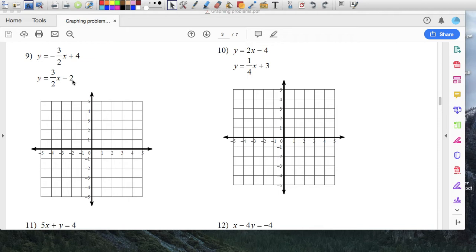So, number 9, we have two equations, and they're both in the slope intercept form, which is a good thing. So let's look at the first one. I know that the y-intercept is 4, so let me just change colors here. So it's going to be over here. We know that that line is going to cross this way, and the information I'm given here is that it's going to be a negative slope. So I know it's going to be something that looks like this.